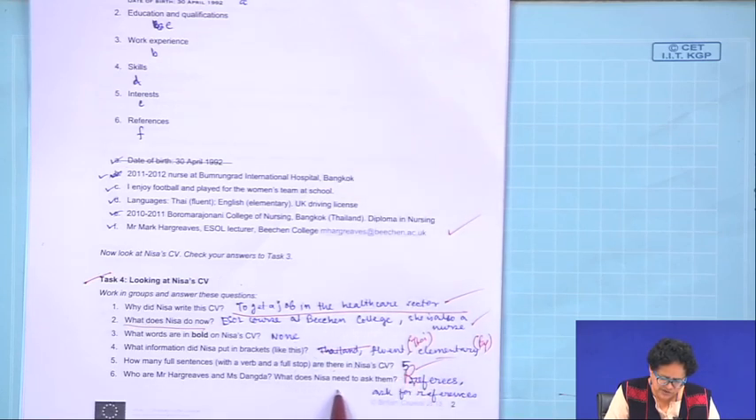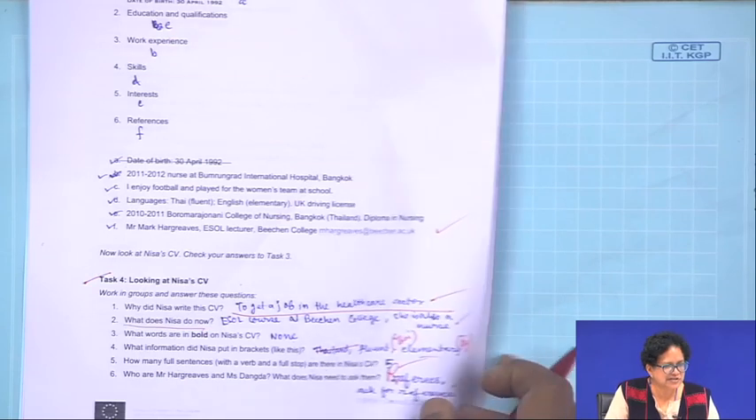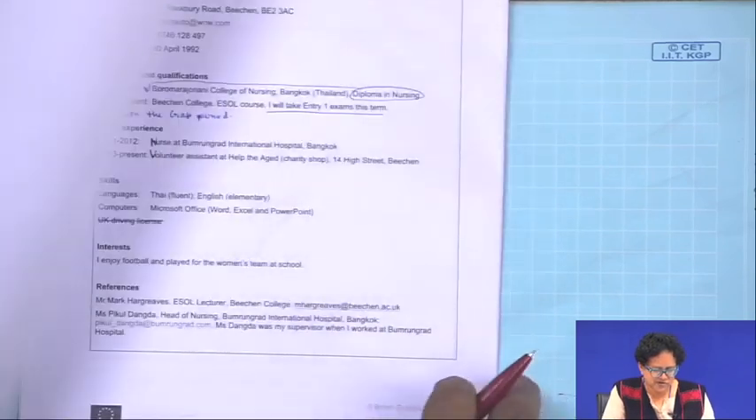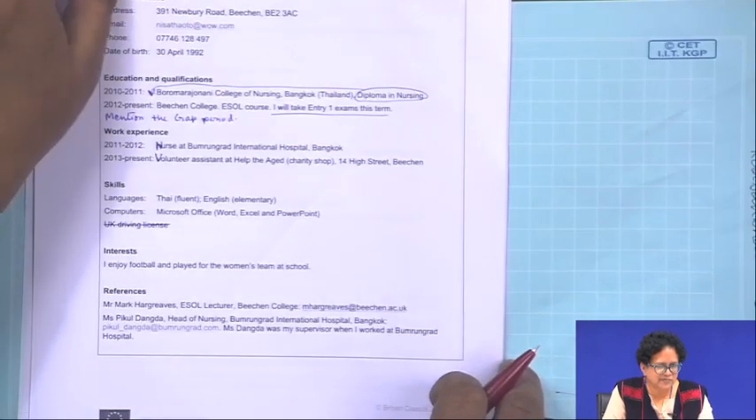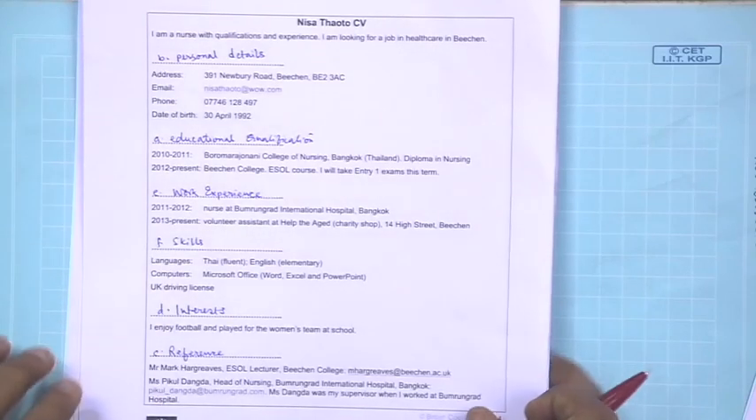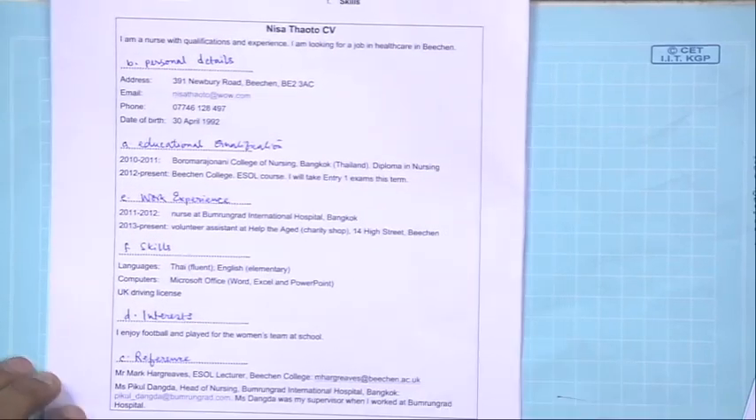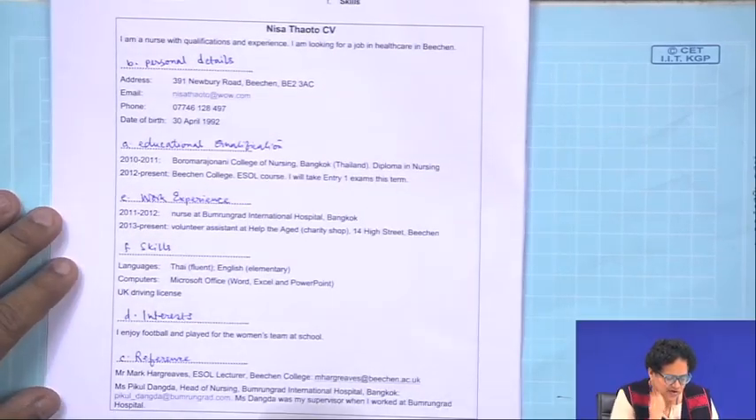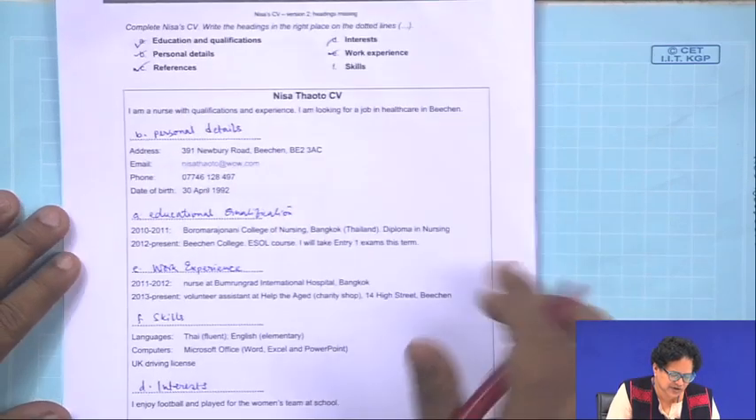What does Nisa need to ask them? She needs to ask them to write references for her. So, this is also done. Page 4, page 3. Oh, this is the CV. Okay, then we come to page 4. Is this complete? Okay. So, Kustav has done page 4, and this question here is complete Nisa's CV.